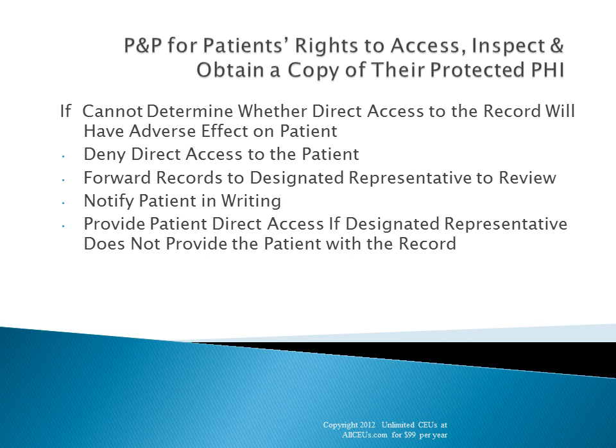If you cannot determine whether direct access to the record will have adverse effects on the patient, deny direct access to the patient, at least initially. Forward the records to the designated representative to review. Usually that's your risk manager or your clinical supervisor. Notify the patient in writing of the decision. Provide patient direct access if the designated representative does not provide the patient with the record. So if it's not overruled, if it's not determined to be detrimental to the patient, you need to provide them with the record. Otherwise, they need an explanation of why they can't see their own health record.